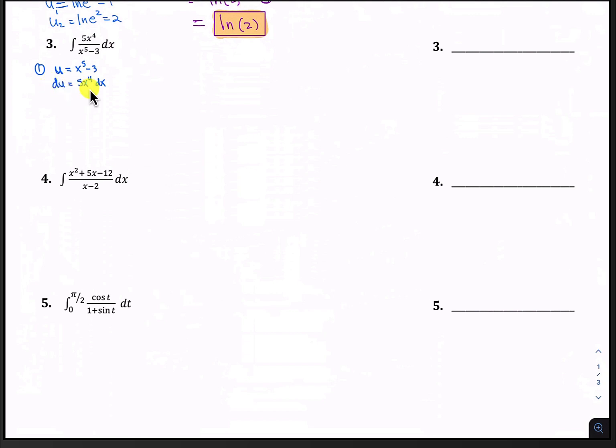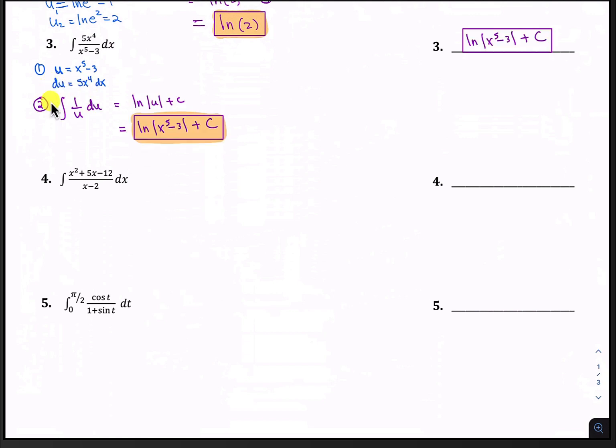We'll set up our new integral, and that's going to be the integral of 1 over u du, and that is equal to the natural log of the absolute value of u plus the constant, and then finally replace u with x to the 5th minus 3. And so your final answer is the natural log of the absolute value of x to the 5th minus 3 plus your constant.